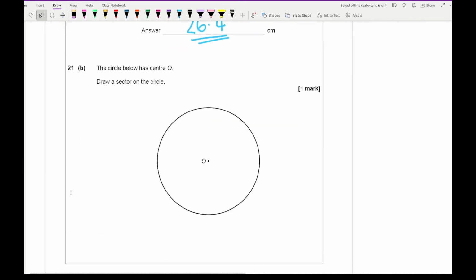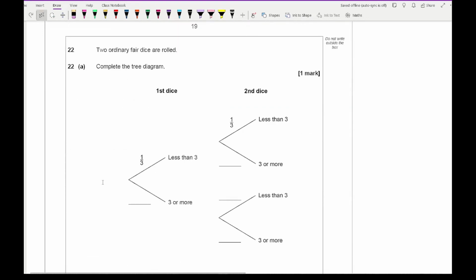Question B then says the circle below has center O. Draw a sector on the circle. So for this, a sector is just a mathematical word for a slice. So what you just need to do is draw a slice. Doesn't matter where it is, and then you can shade it if need be. But obviously, please do use a ruler. I know I'm not setting a very good example.